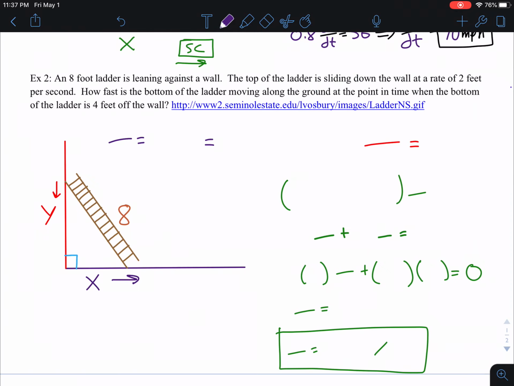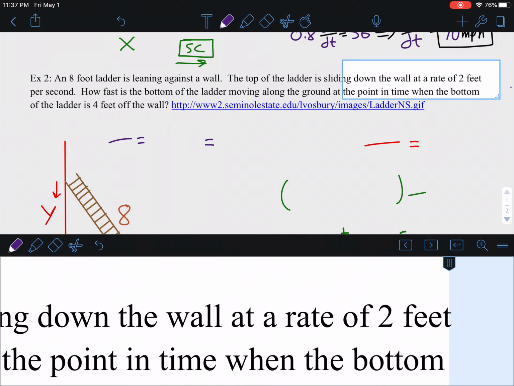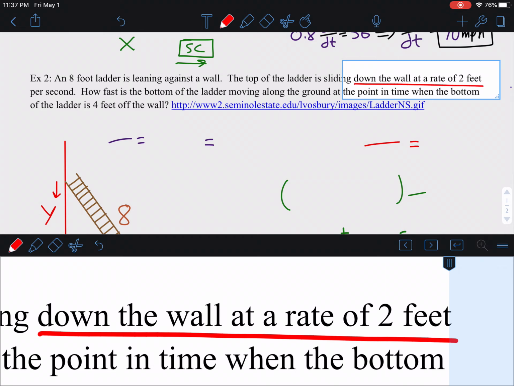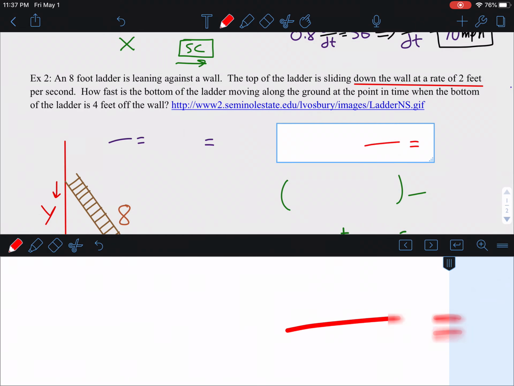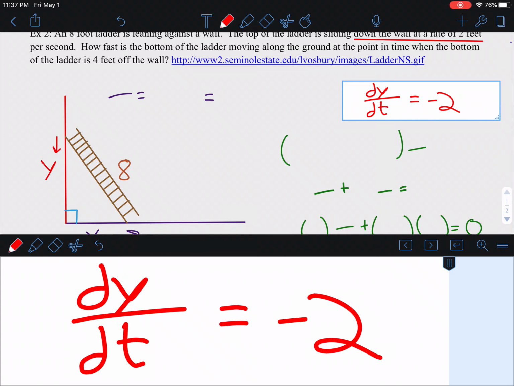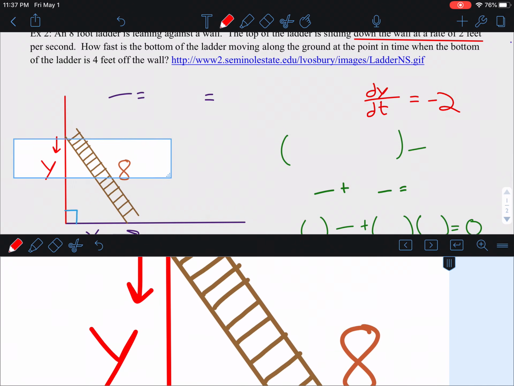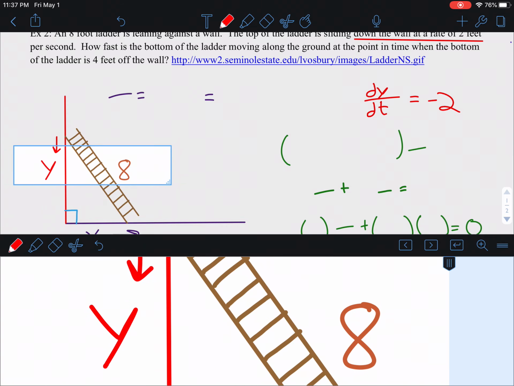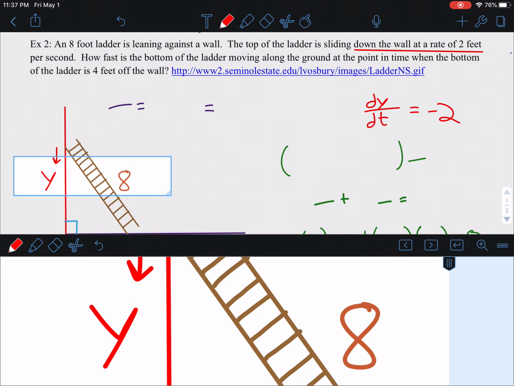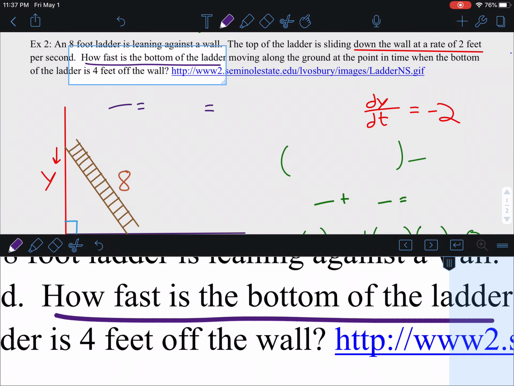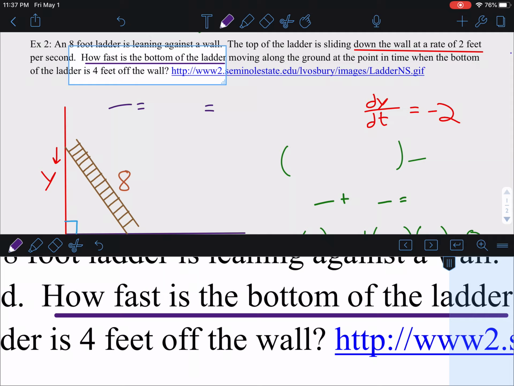So let's look back at what we are given. The top of the ladder is sliding down the wall at a rate of 2 feet per second. So that's going to correspond to dy/dt. And again, this has to be negative, because y is representing the distance between the ladder and the ground in my picture, and that distance is going to get smaller. I want to know how fast is the bottom of the ladder moving along the ground.